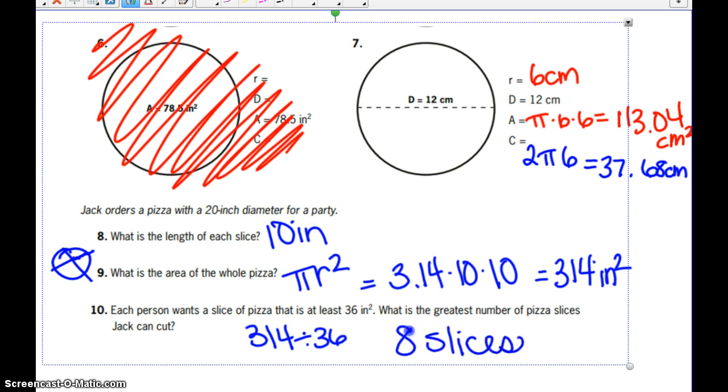So your job, once you have this, you're going to go find an adult and you're going to get the worksheet for the day. One side is circumference, one side is area. So go through, figure that out, and away we go. I'll see you tomorrow.